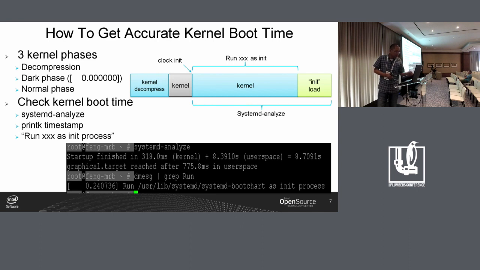Next is how to check the kernel boot time. We have several ways. We have systemd-analyze, which comes with systemd. We can also check from the printk timestamp. And the last one is to find keywords like "Run /sbin/init as init process". But these are not accurate enough. We can see from the right picture that systemd-analyze actually tells you the time for the normal phase plus the user space loading, and "Run /sbin/init as init process" just shows the normal phase.